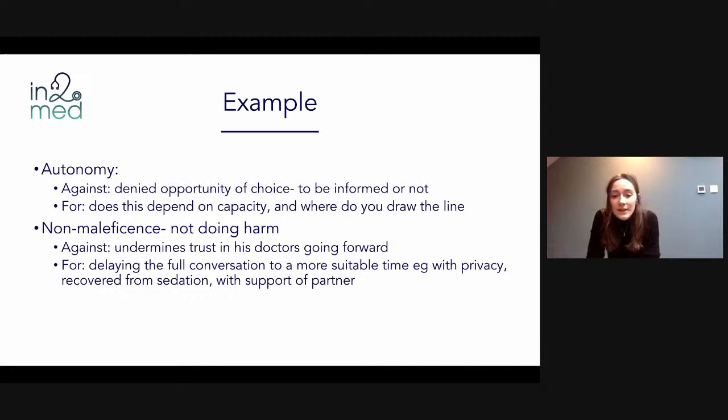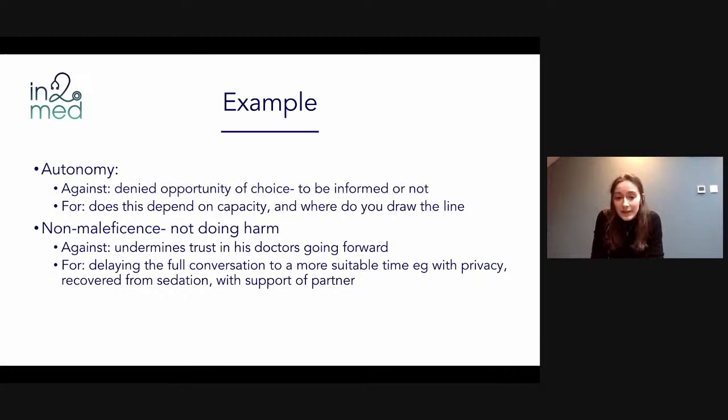In terms of non-maleficence, the principle of doing no harm, against this would be that by saying this, you've undermined the trust that a patient has in you as a doctor. And maybe that would affect the relationship going forward, in that if you've told one half-truth, maybe in the future that patient is going to continue to doubt what you're saying and doubt your help.